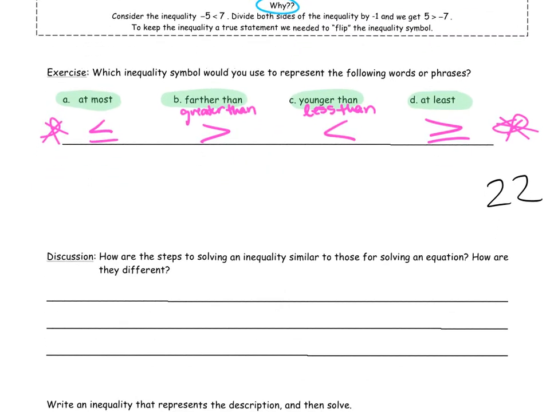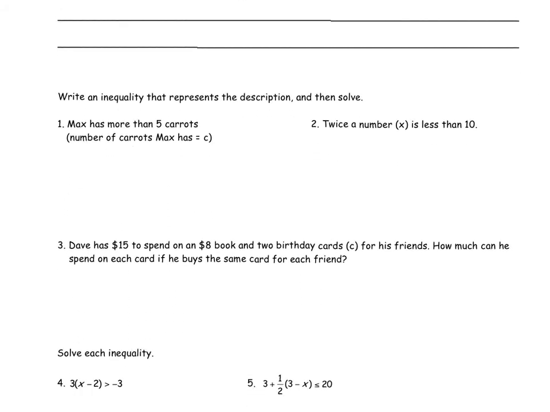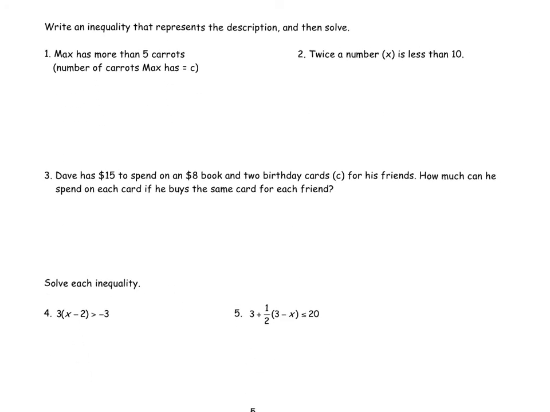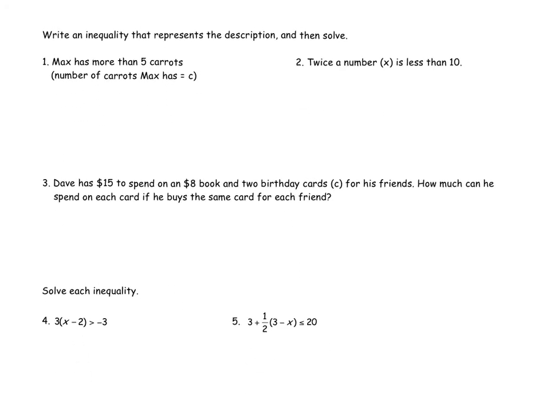Okay, so moving right along, I want to move over to page 23. So let's start off with some basic terminology for writing inequalities. So let's do the first one together. And how are we going to write this out? We have Max has more than 5 carrots. And our let statement was given to us, so that's nice, where the number of carrots Max has is C. So C is equal to the number of carrots.